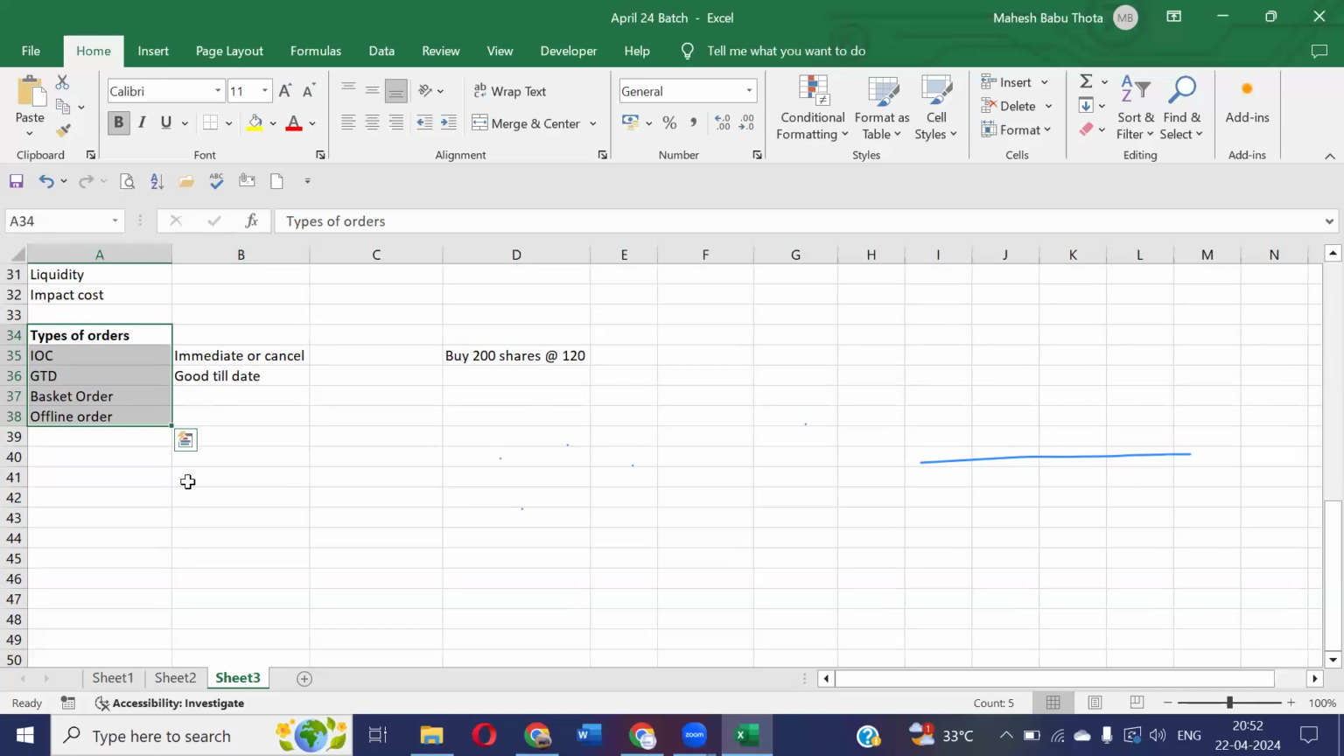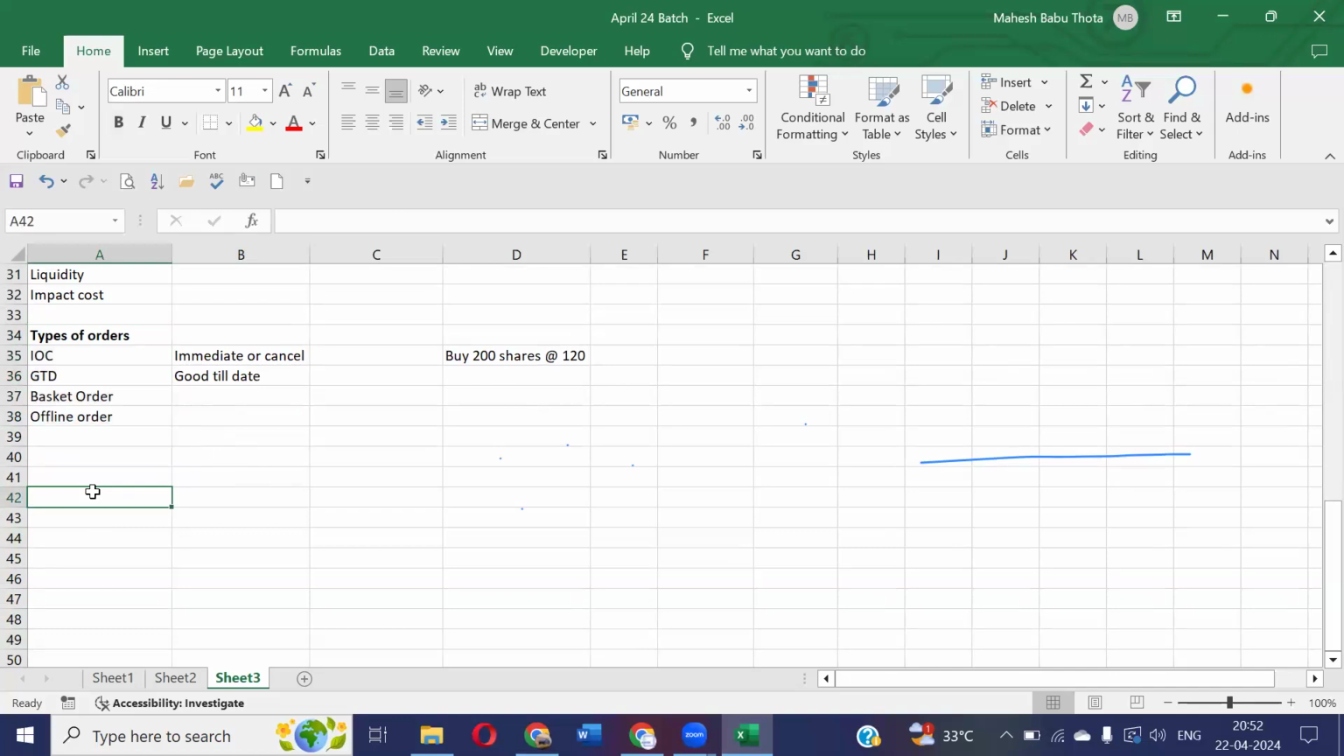Everyone? Yes, sir. Yes, Mahesh. Then what else we have? The stop loss order is there. Yeah, stop loss order, very good. Stop loss order and also trailing stop loss order we have. Let's discuss that one as well.